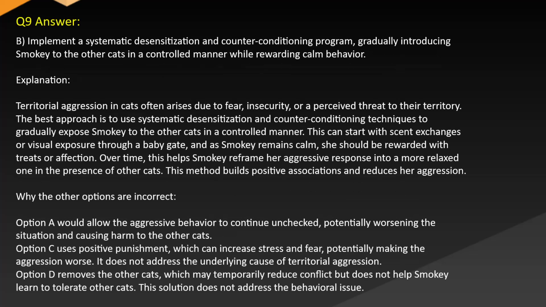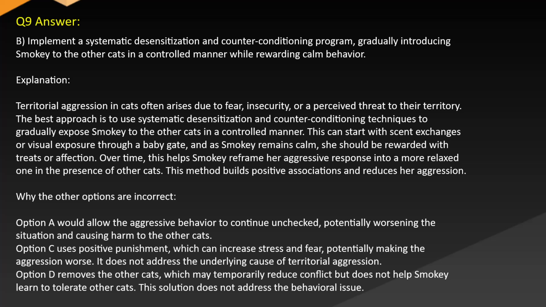Answer: B. Implement a systematic desensitization and counter-conditioning program, gradually introducing Smokey to the other cats in a controlled manner while rewarding calm behavior. Explanation: territorial aggression in cats often arises due to fear, insecurity, or a perceived threat to their territory. The best approach is to use systematic desensitization and counter-conditioning techniques to gradually expose Smokey to the other cats in a controlled manner.